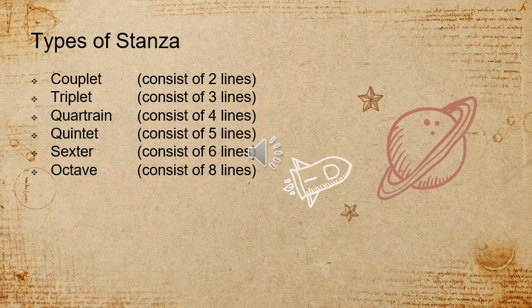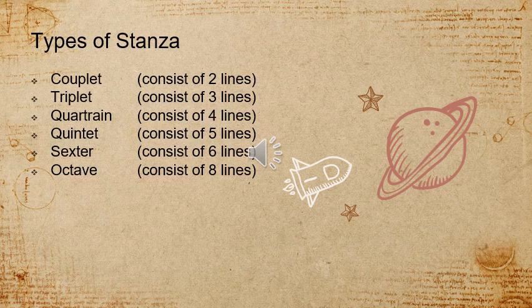One is types of stanza. Stanza itu juga memiliki beberapa tipe. Couplet consists of two lines. Jadi di couplet ini ada dua lines dalam satu puisi atau satu bait puisi. Triplet consists of three lines. Di triplet ini memiliki 3 baris.